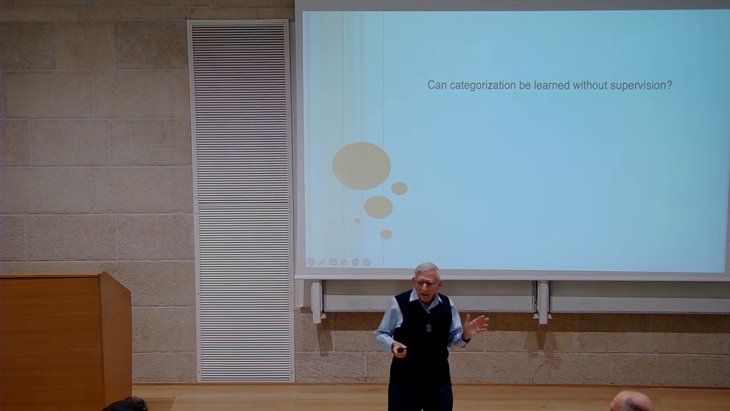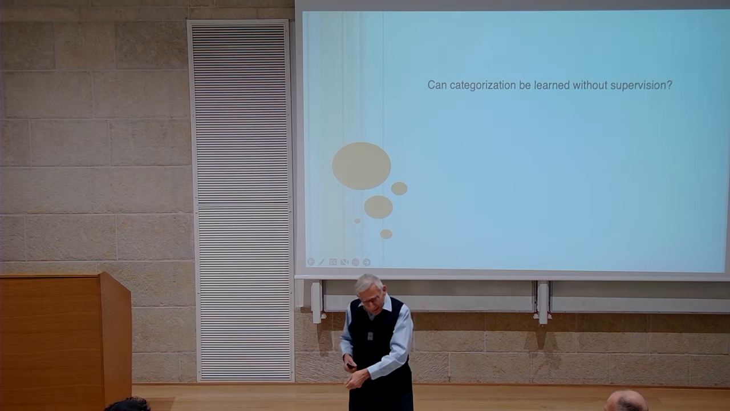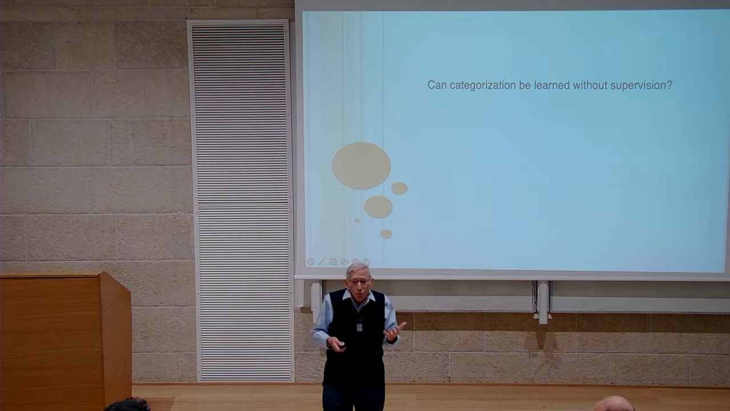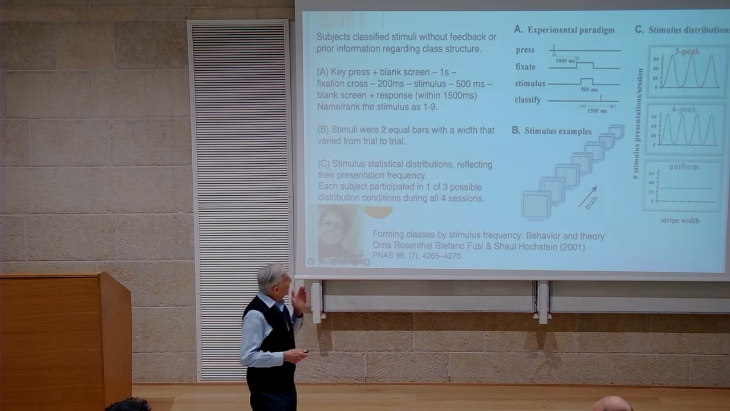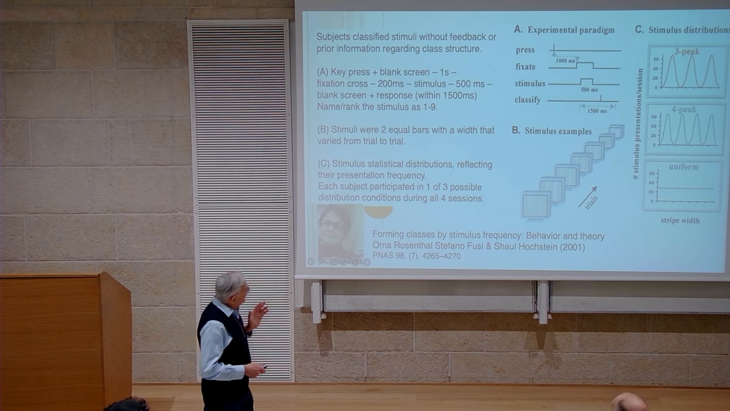Nobody ever told us. Usually parents tell their kids, this is a dog and this is a cat, and so on. But what about without any supervision? How do we categorize the world? So we did the following experiment quite some time ago. This picture didn't come out very well.